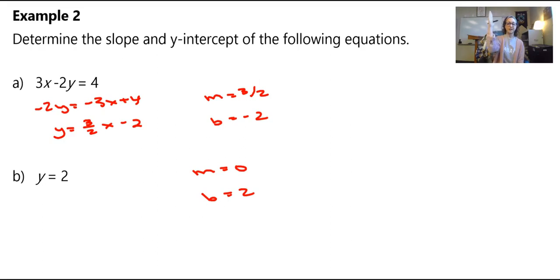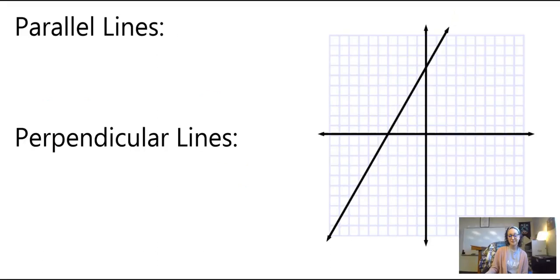If it were slope undefined, remember that would be x equals a number. It would go through the x-axis. So slope there is 0, y-intercept is 2. So let's review parallel and perpendicular lines real quick.